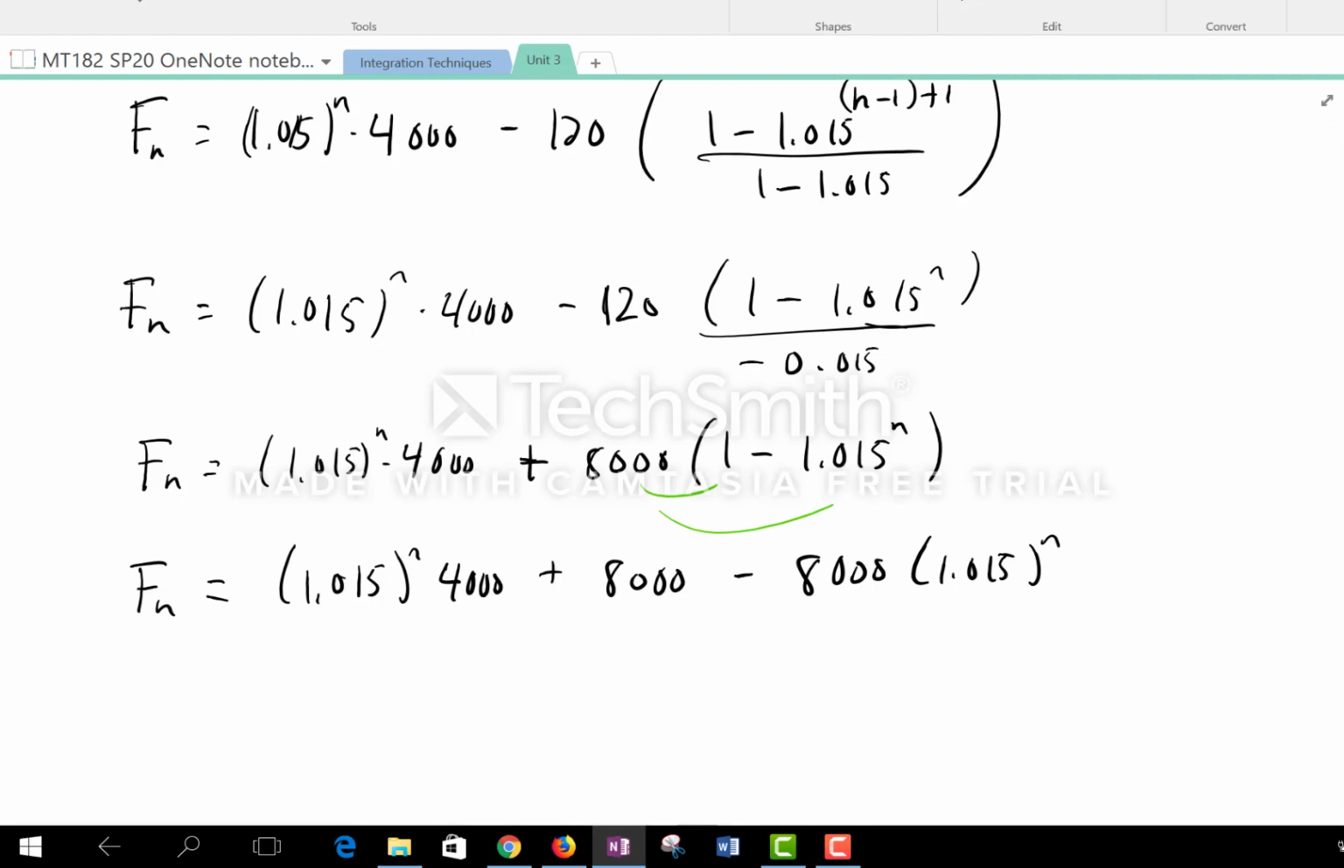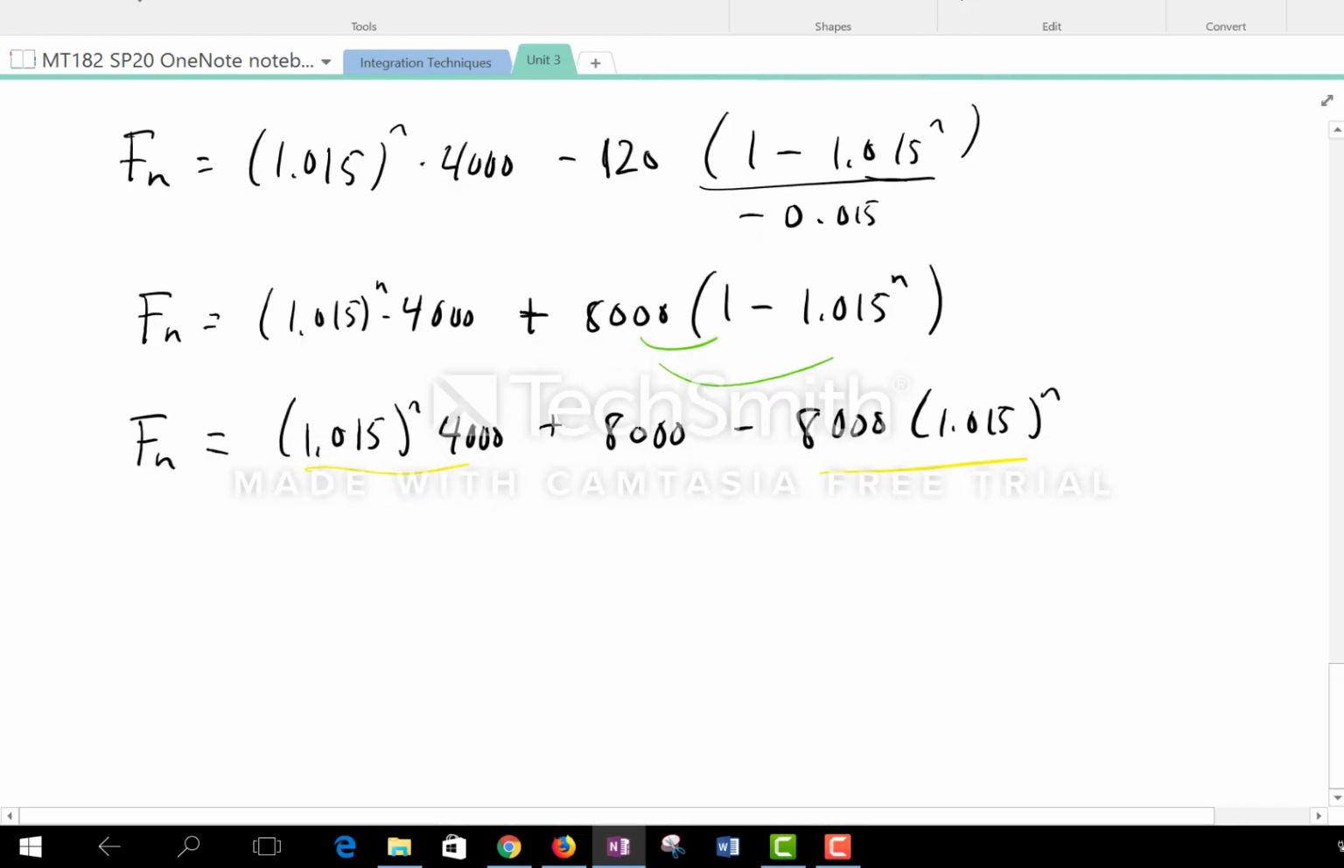And then observe here that we have a couple of like terms. This term and this term both have the 1.015 to the nth power to it. Okay, so we can rewrite this finally as 8,000, and we've got minus 8,000 plus 4,000, so we get minus negative 4,000 times 1.015 to the nth power. Okay, then to finish this problem off, we're going to set that expression equal to 0, because we saw previously that the graph of that sequence goes down, and eventually it'll hit 0.